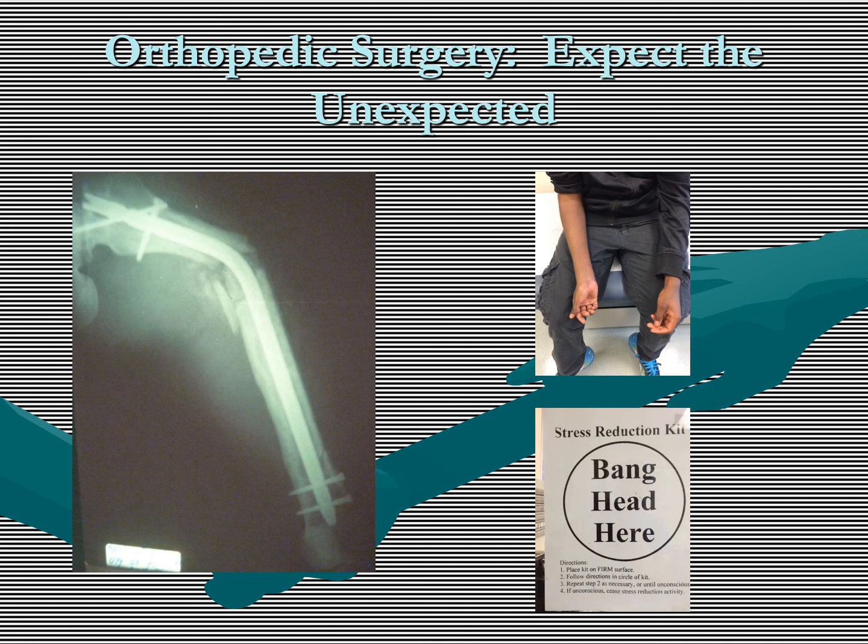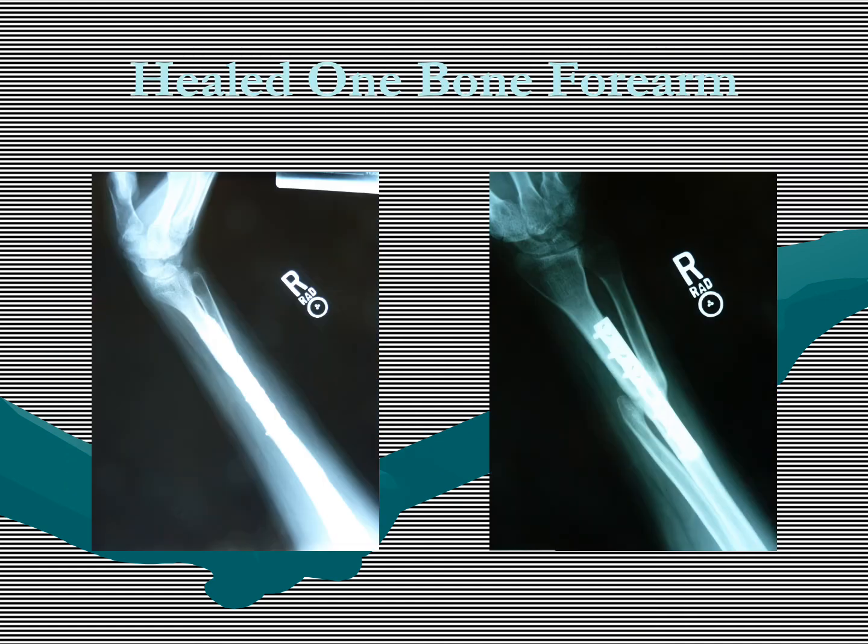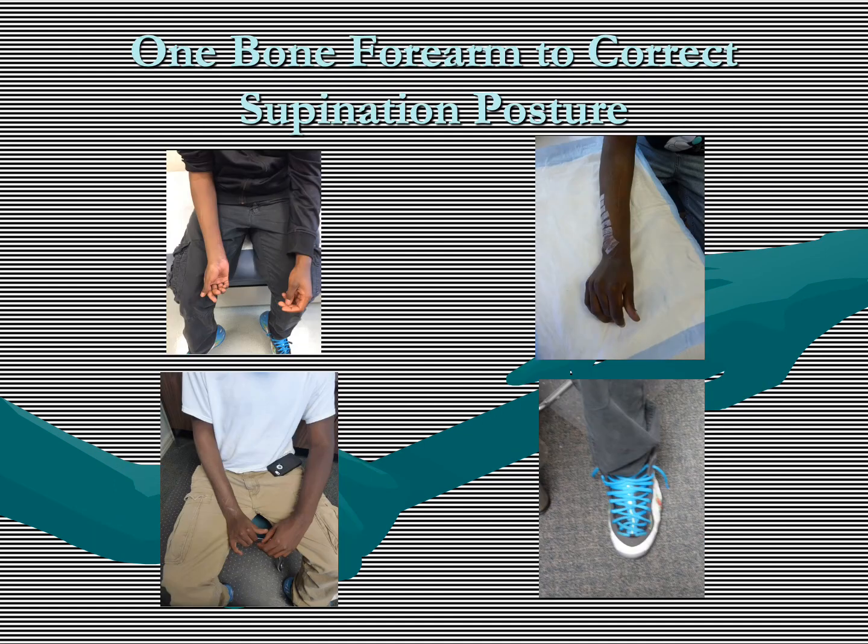So this is a patient in whom I produced a supination posture. And when I was training in orthopedics, they told me, before you do an operation, think of what could go wrong and have a plan for it. And the plan has to include more than just banging your head. So the plan in this patient was to create a one-bone forearm. You can put the radius on the end of the ulna, and you can put it in almost any position that you want. If your carpentry is good, these will heal, and you have created an ulnar-radius. Here is the healed one-bone forearm. Here's the early result in the upper right, and the late result.